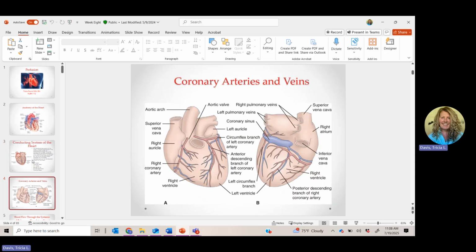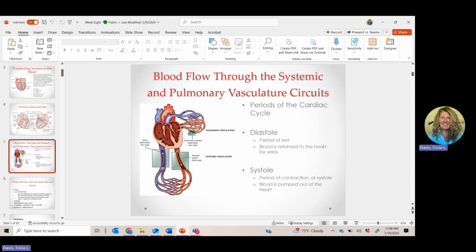More information that I grabbed from your book takes a more detailed look at the inside of the heart, looking at those coronary arteries and veins. So how does our blood flow through our systemic system and our pulmonary circuits in the body? We have a couple different periods in the cardiac cycle, and this is important for you to understand.